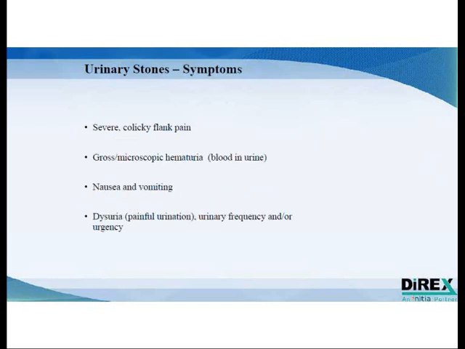The symptoms of urinary stones are very severe pain, sometimes hematuria, which is blood in the urine. The patient may experience nausea and vomiting, and painful urination, as well as an increased frequency in urination because of the blockage caused by the stone.